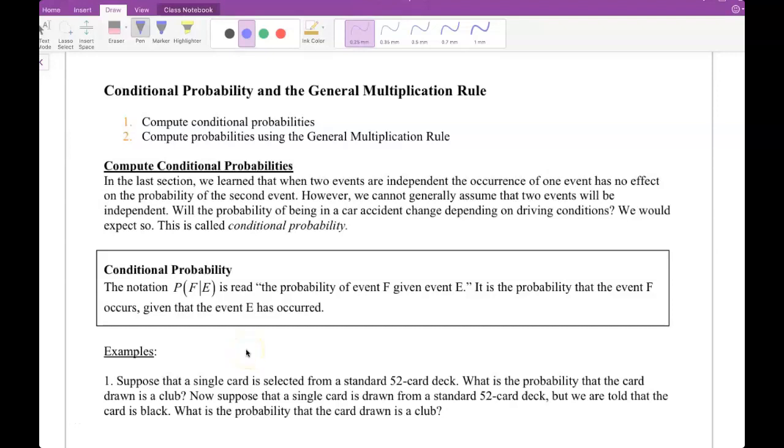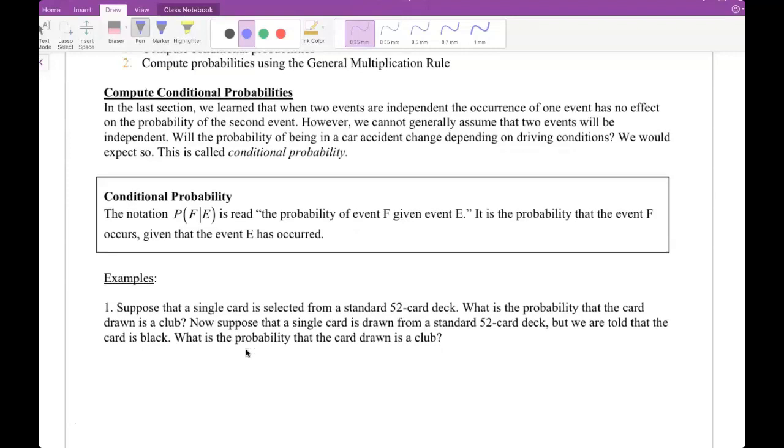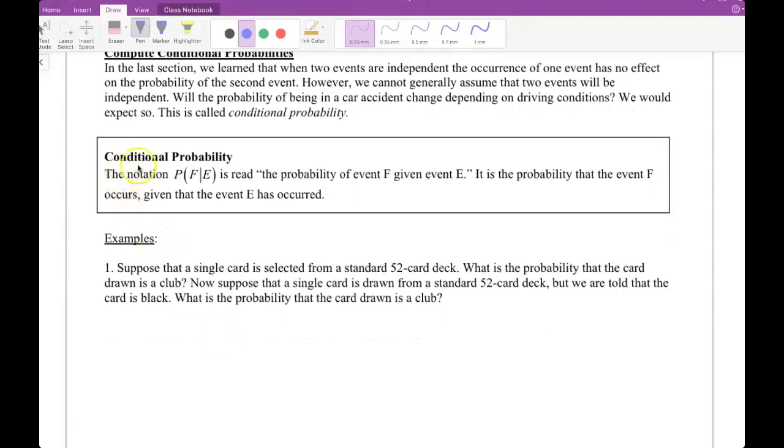Here is conditional probability and the general multiplication rule. So this part is conditional probability. We have the probability of F depending on E. If you remember from the previous section, we had two independent events, and when we have two independent events, we only need to multiply the probability for each one. But when we have dependent events, this is for this part, but I already had this in the previous section.